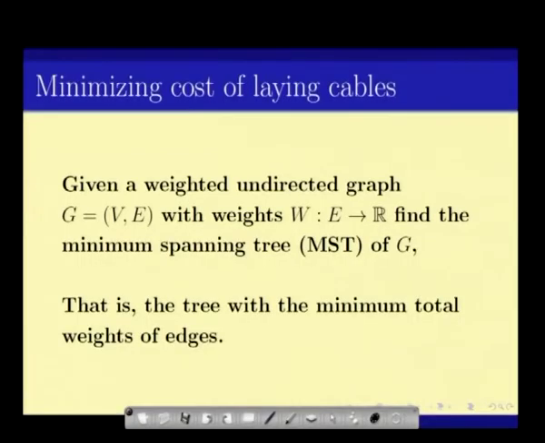Now, we want to minimize the cost of laying cables. Note that here we have been given not just a graph, but a weighted graph. So, what we want to find is what is known as a minimum spanning tree, in short called the MST, which is the tree with the minimum total cost of edge weights. Note that the tree has n minus 1 edges, so the total weight over those n minus 1 edges should be the minimum cost.